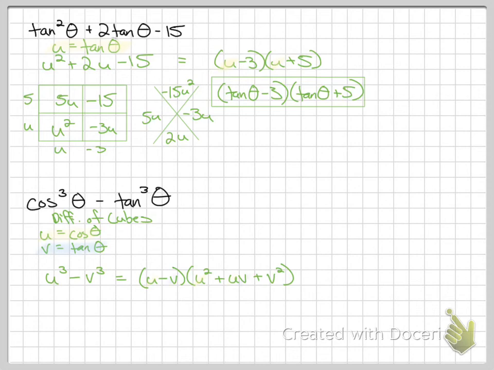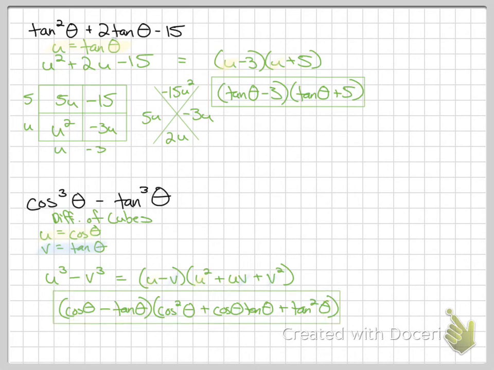So instead of u, probably need to start over here, it'll say cosine theta. Problem says minus. Instead of v, it'll say tan theta. And then the next one, instead of u squared, it'll say cosine squared theta plus, multiply them together, so that's just cosine theta tan theta, plus, and then v is actually tan, and it's squared theta. Hopefully you guys are catching on. On the next slide, I just want you to try them on your own. Pause the video, and then when you unpause it, I will show you the answers.